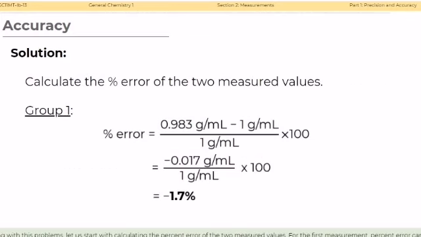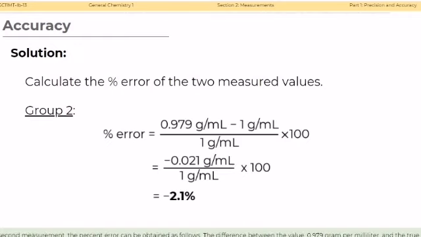In dealing with the problem, let us start by calculating the percent error of the two measured values. First, for the first measurement, the percent error can be computed by comparing to the true value. The difference between the first measured density, 0.983 gram per milliliter, and the true value of 1 gram per milliliter is equal to negative 0.0117 gram per milliliter. Dividing this answer by the true value, then multiplying by 100, we get negative 1.7%.